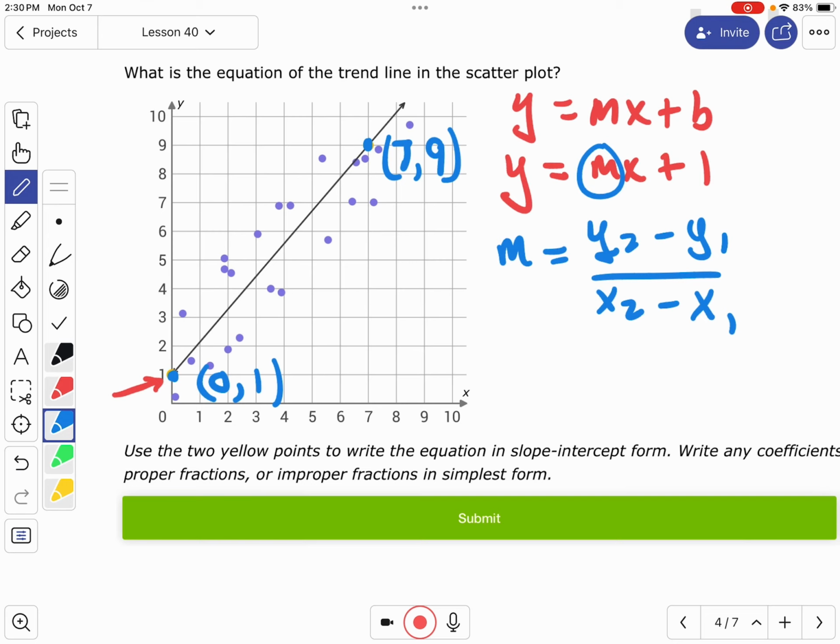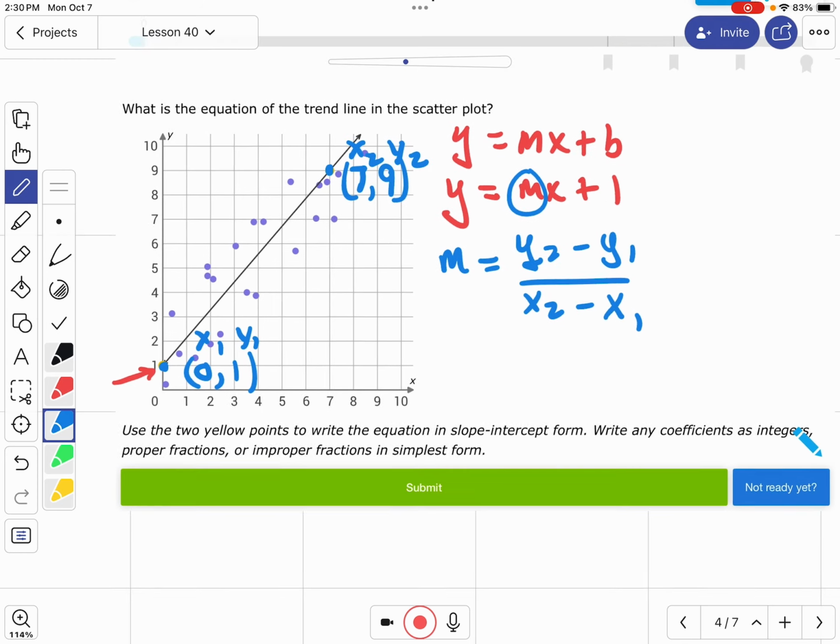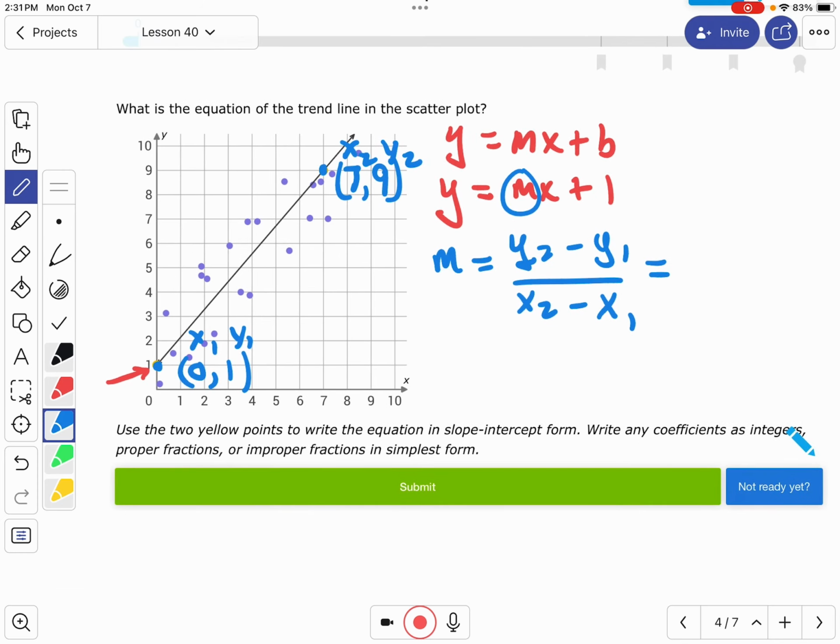This is going to be x2 and y2 like that. This is going to be x1 and y1, and I'm going to put them into this expression. Okay, so it's going to be like this: 9 minus 1. And then I'm going to go and get the x values and put them on the bottom.